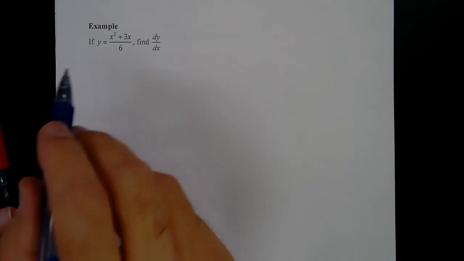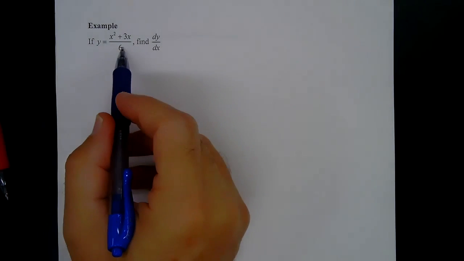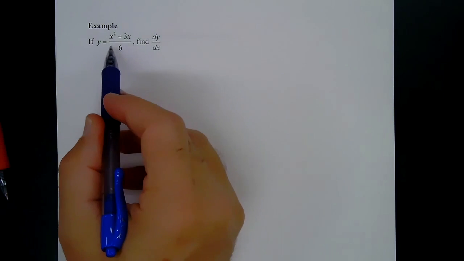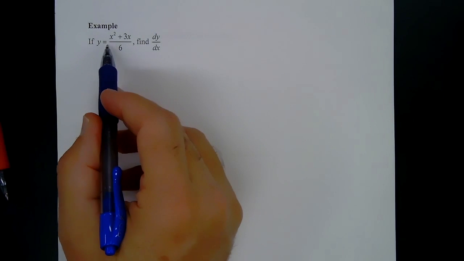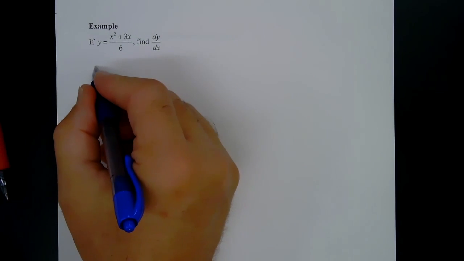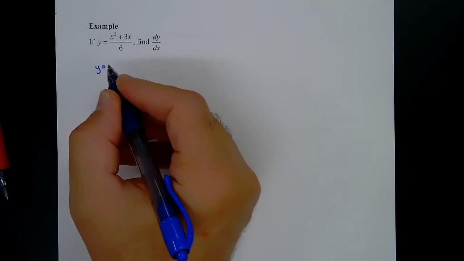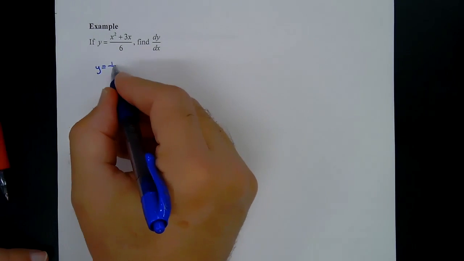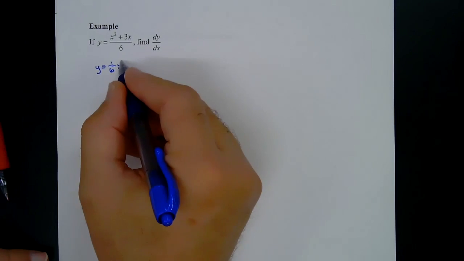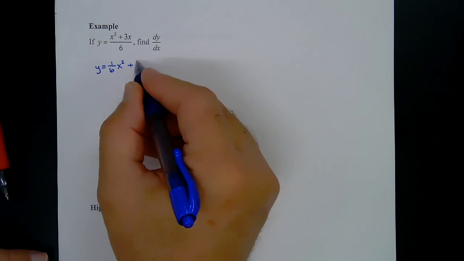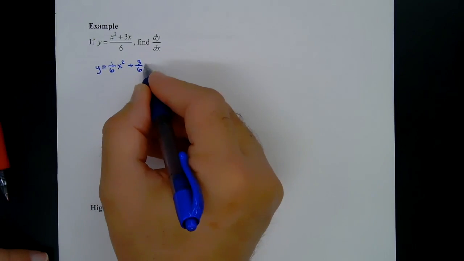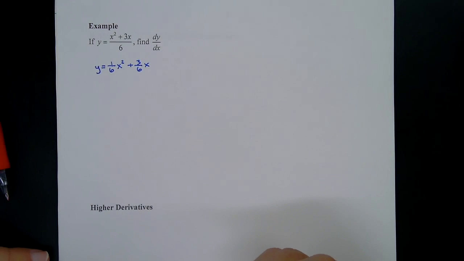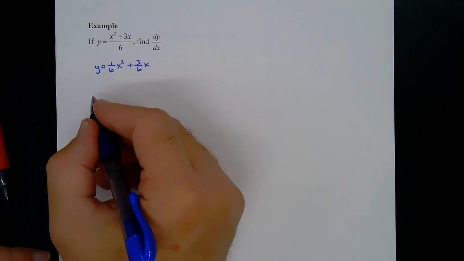So what I want you to understand is this. This is just dividing this by 6, right? So this is 1/6 x squared. We can rewrite this and it's going to be way easier. So you want to look for easier ways of doing things. So this would be 1/6 x squared plus 3/6 x. All right, now 3/6, I'd want you to reduce that, okay?